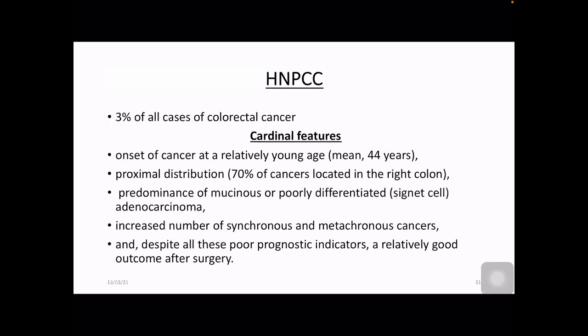Now come to the other common hereditary colorectal cancer syndrome, which is HNPCC, which is 3% of all cases of colorectal cancer. The cardinal features of HNPCC-associated colorectal cancer: the onset, where in FAP it is 39 years, in HNPCC is 44 years, which is younger than the age group of sporadic colorectal cancer. Almost all the HNPCC-associated cancer happens in a proximal distribution, almost 70% in the right side colon. And the predominance of mucinous or poorly differentiated or signet ring cell adenocarcinoma is a typical feature of HNPCC.